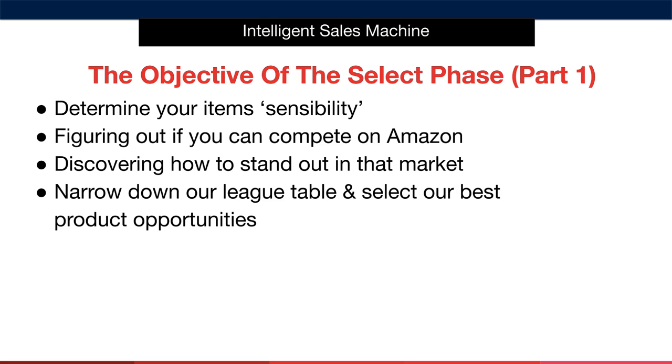Next, we'll figure out how to stand out in that market by identifying the gap. By the end of this process, you'll know exactly what you have to do to create the opportunity of a truly world-class offer that stands out and will make significant revenue quickly. Finally, we'll narrow down your product league table and select your best product opportunities and move them forward into part two of the select phase. Let's dive in and look at how the market analysis process works.